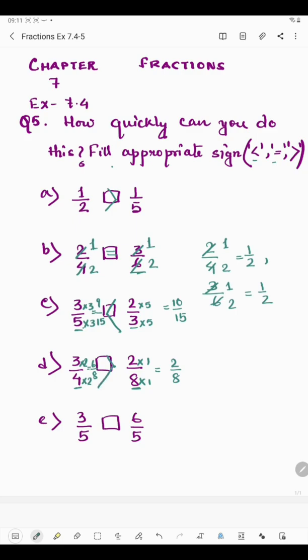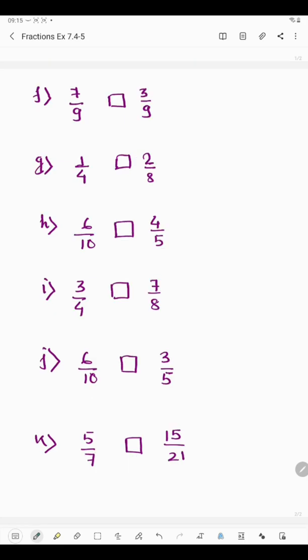Okay, now coming to next. Here we have the same denominator. So easily we can say that 3 is smaller than 6, right? So 3 by 5 is smaller than 6 by 5. Now in the A part we have 7 by 9 and 3 by 9, in which we have the same denominator, so we can easily say that 7 is greater than 3, and if 7 is greater than 3, then 7 by 9 is greater than 3 by 9. Okay, in the next one.